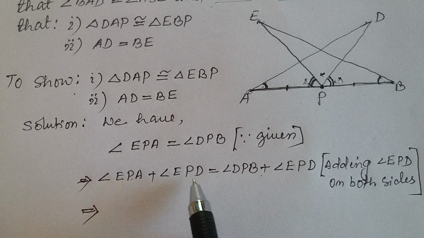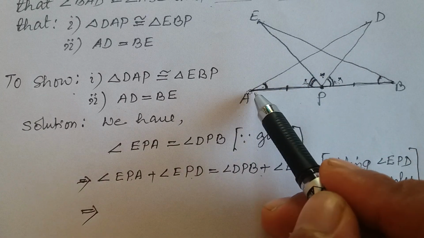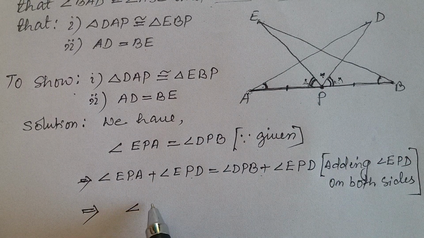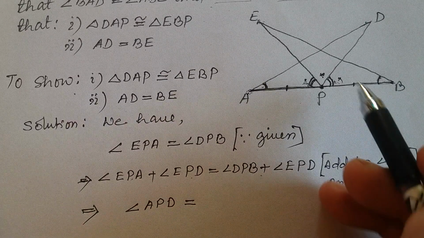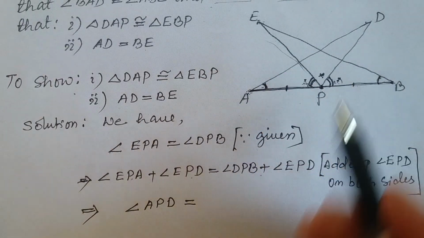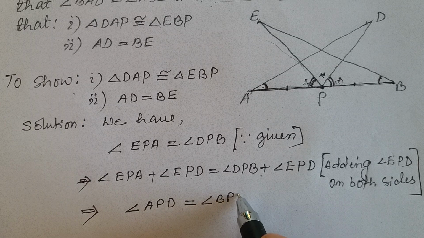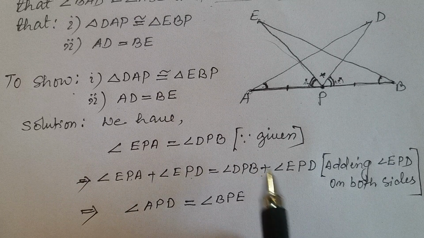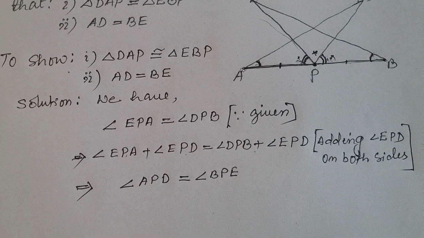Now when we add these two angles, these two small parts, we will get this big one, which is nothing but angle APD. Similarly, this and this added together give this big angle, angle BPE. Now we can compare these two triangles and see what parts are equal.